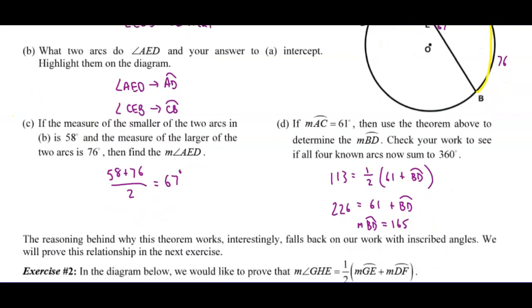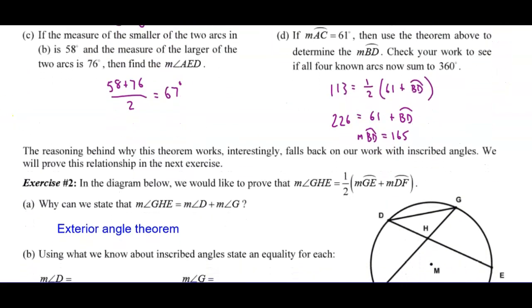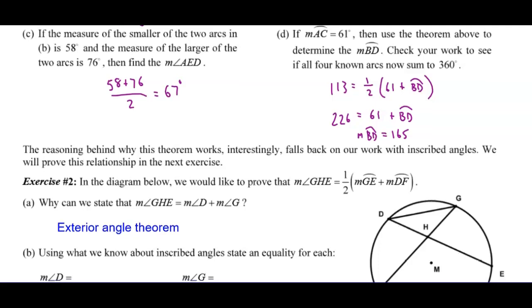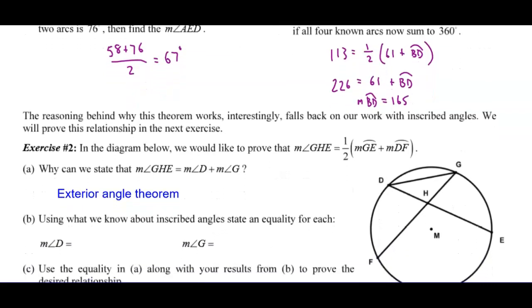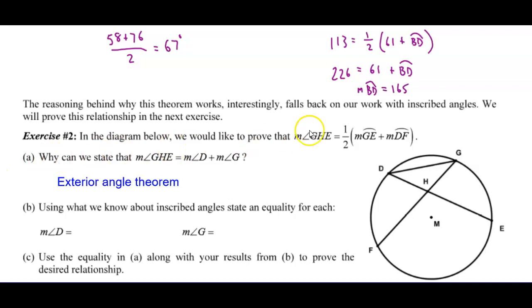Okay? So the reasoning behind why this theorem works comes back to the work with inscribed angles. To prove it, we'll go through a couple of things here. We want to prove that angle GHE, which is this angle right here with this purple dot, is equal to half the sum of arc GE and arc DF. That's the goal.